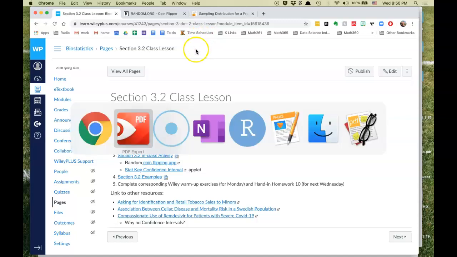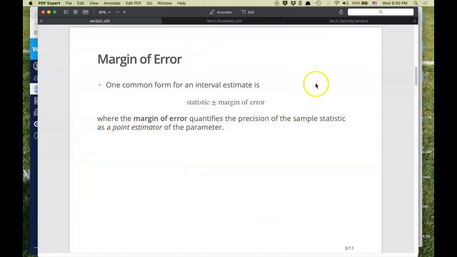Alright, so just a few examples of how you might encounter these in your own research or study. So let's take a look. One common form of an interval estimate is statistic plus or minus margin of error. This will give us a range of plausibility for the parameter.